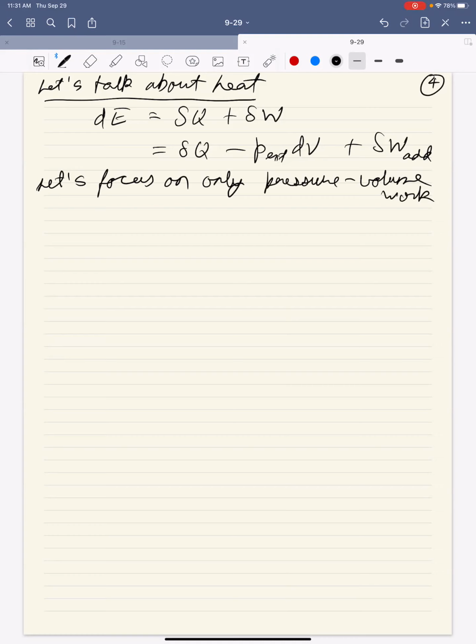So if you're doing that, then dE is equal to delta Q minus P external dV, okay? Now let's think about two types of special processes. In general, this is not telling us what to do with delta Q. Turns out for two special types of processes, delta Q becomes very easy to deal with, okay?